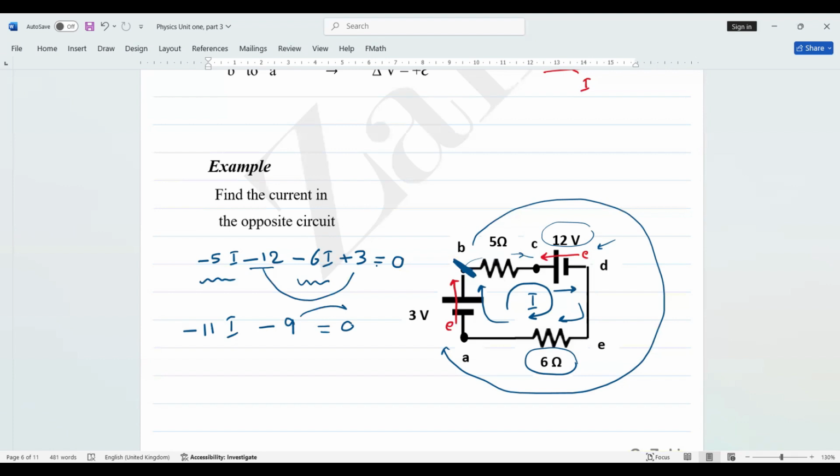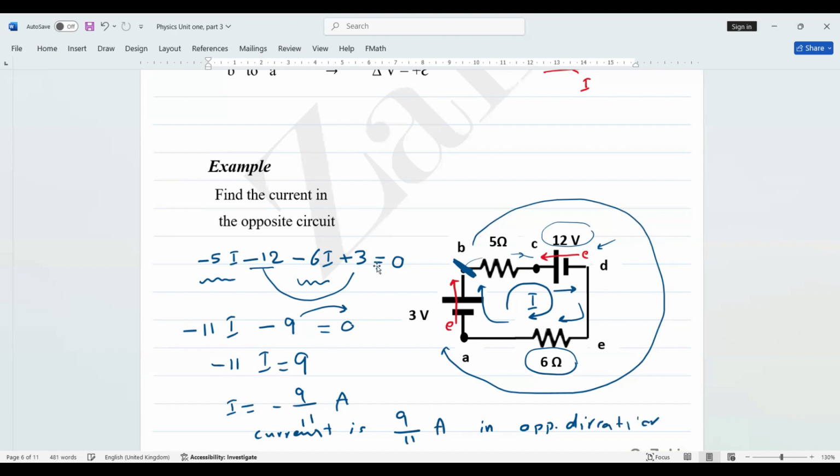Shift negative 9 to the other side. So negative 11I equals 9, divided by negative 11. So I equals negative 9 over 11 ampere. This is not a question like the questions of the exam. It is just an example. Now the current is negative, so we supposed the current I clockwise; then the current I is anti-clockwise. So we write the current in the circuit is positive 9 over 11 ampere, but in the opposite direction. It means anti-clockwise.